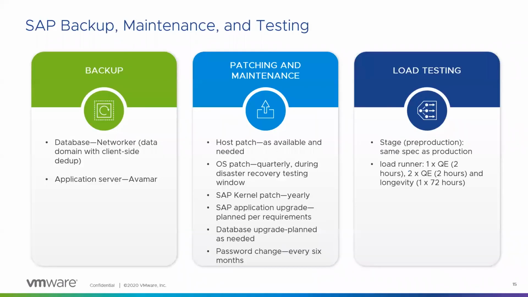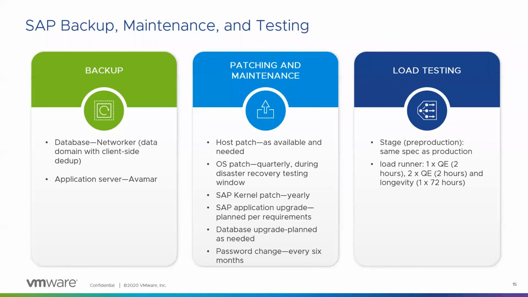So the next 2 slides really talk about some day 2 operations, right? We do use Networker to back up our databases. We use Avamar to back up our application servers. We also do scheduled patching, including ESXi host patching, OS patching, and kernel patching, right? And we do application upgrades and database upgrades per requirement, and when there's a need to upgrade, we do so as well. Because SAP is in SOC scope, we have to do the password change every 6 months.